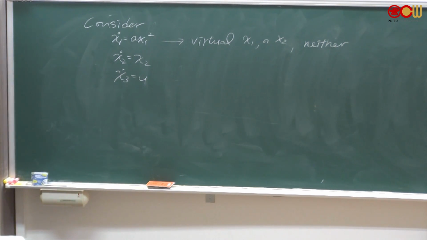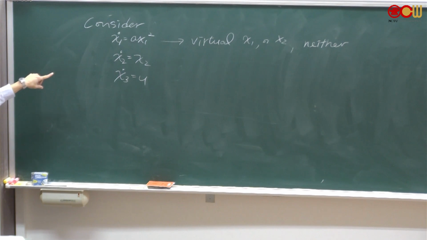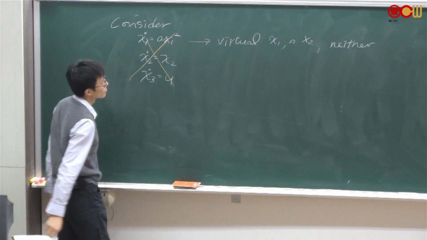And go back, look at what we have here. The virtual control is tau, right? And what can you control? Can this second system change the value of tau? Yes, right? Because tau is a function of current, and we have current in the second dynamics. In the first system, only x1, right? But x1 doesn't show up in the second system. There's no relation. Cannot use this backstepping.